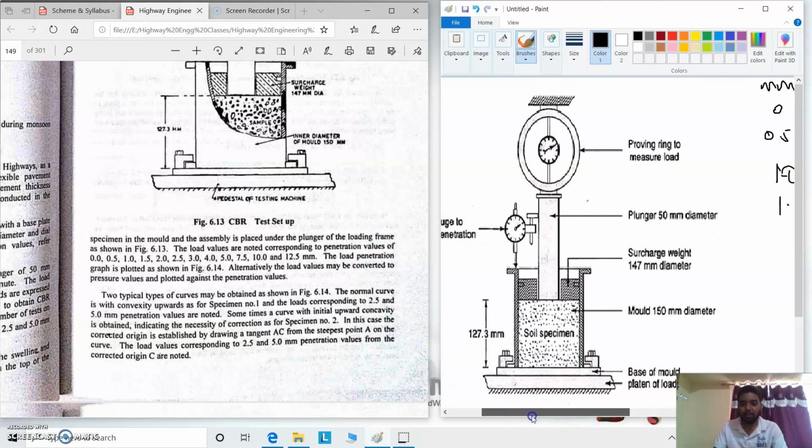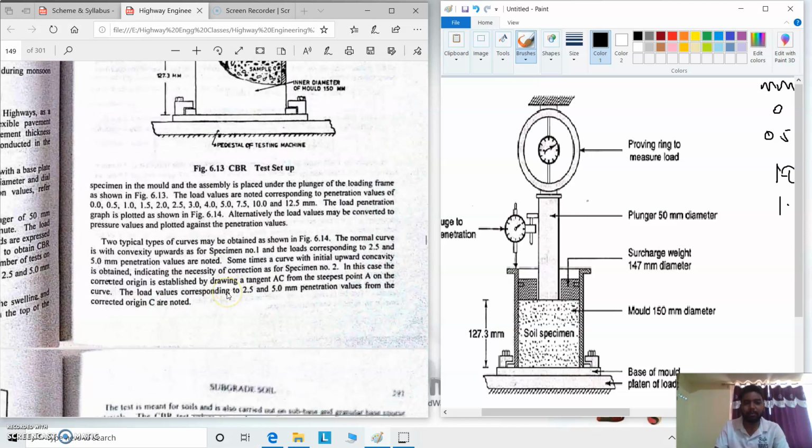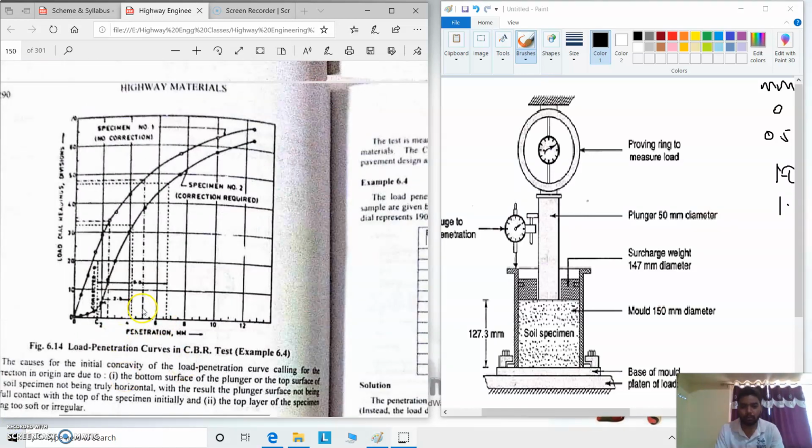Once you record in the test, the specimens are plotted, that is, the specimens are correlated to the readings that are listed and tabulated in the graph. That graph is used by taking the load values for 2.5 mm and 5 mm penetration. Those 2.5 mm and 5 mm penetration values can be obtained from the graph.